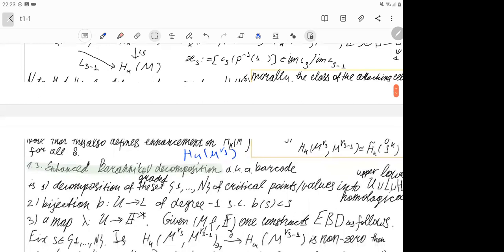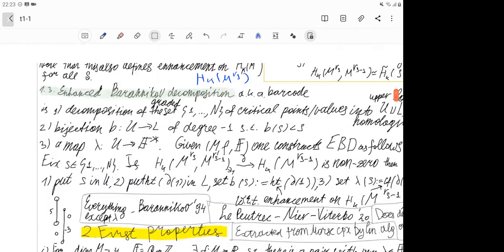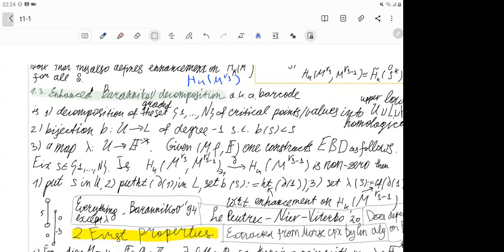So, for example, in this picture, this is the upper, this is the lower point. These two are homological, and we have these numbers on each bar. Now I'm going to define this in terms of the function. I'm given m, small f, and a field, and I construct the enhanced Barannikov decomposition as follows.